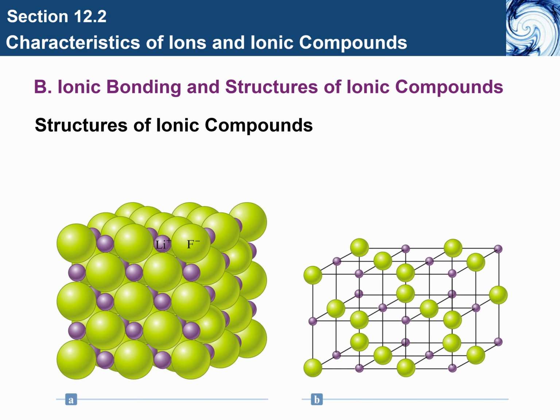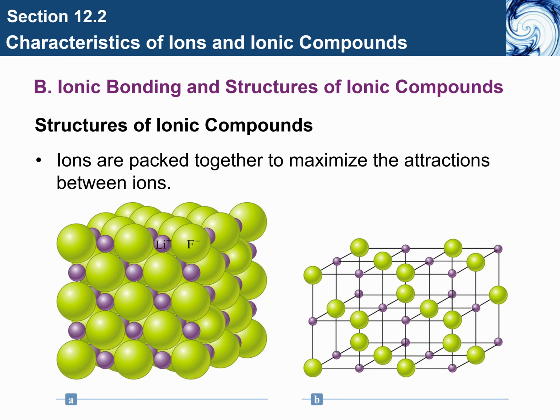Ionic bonding and structures of ionic compounds. Ions are packed together to maximize their attractions between oppositely charged ions. Ionic compounds form crystal lattices, not individual little molecules. The image shows the repeating three-dimensional array of positive and negative ions. This matters because in one of the questions that we will ask later, students incorrectly think sodium chloride is made from separate NaCl molecules, and it's not. It is actually a crystal lattice structure as seen in B and A.